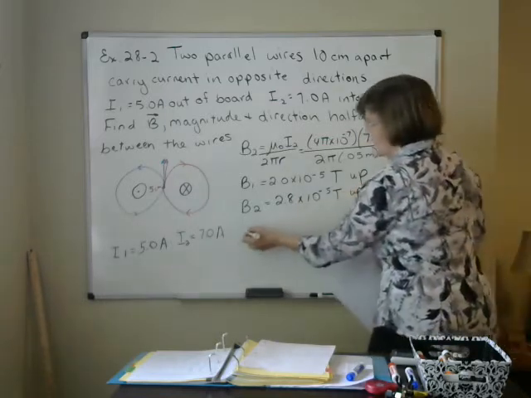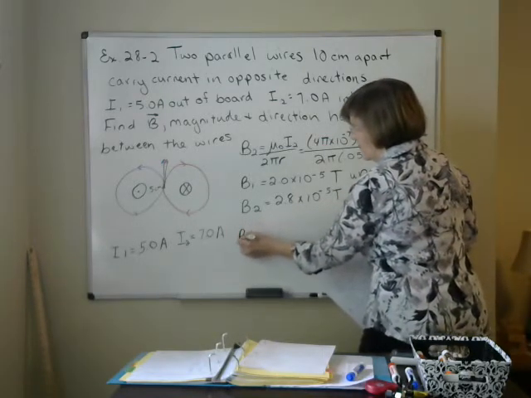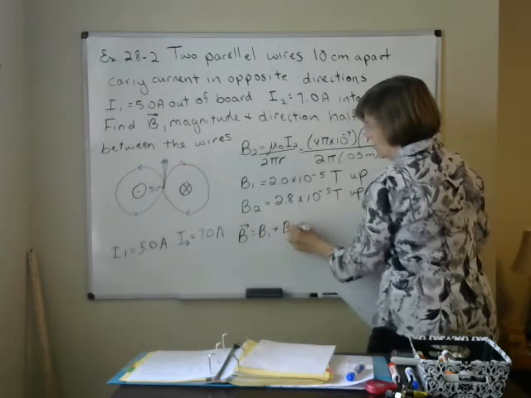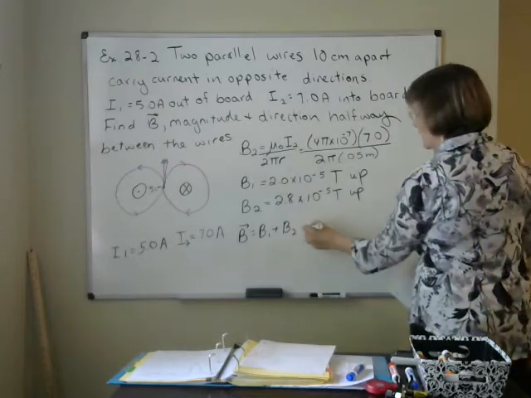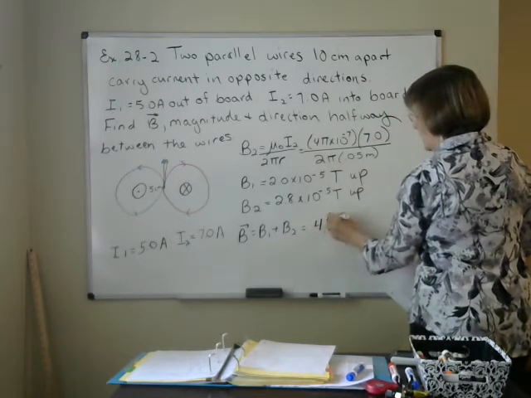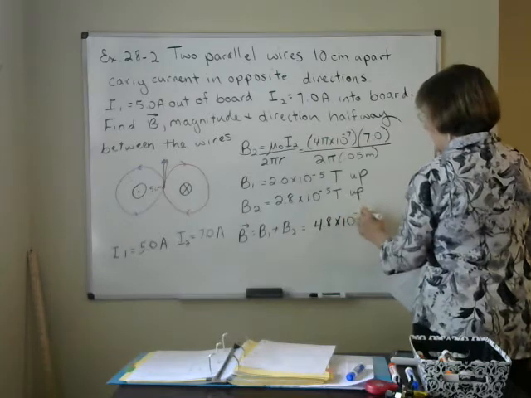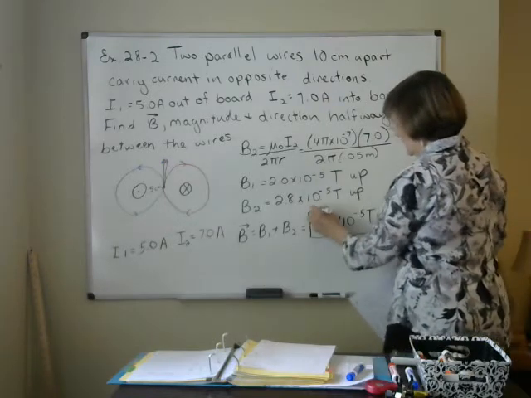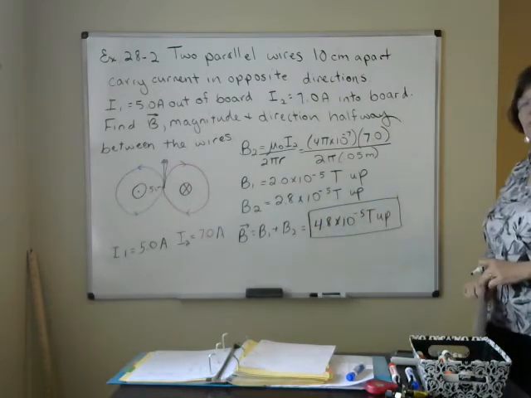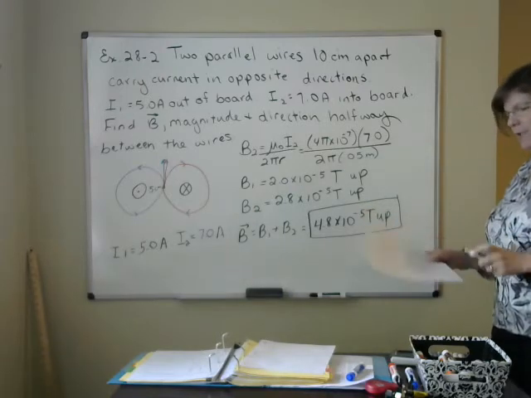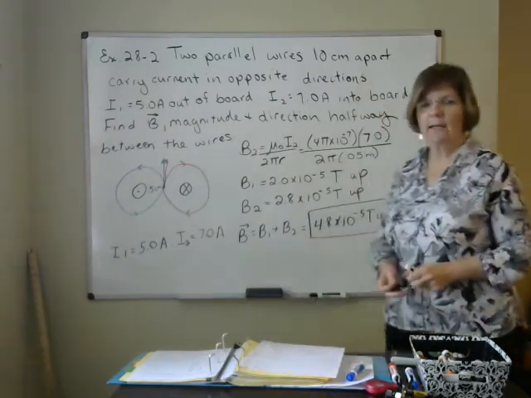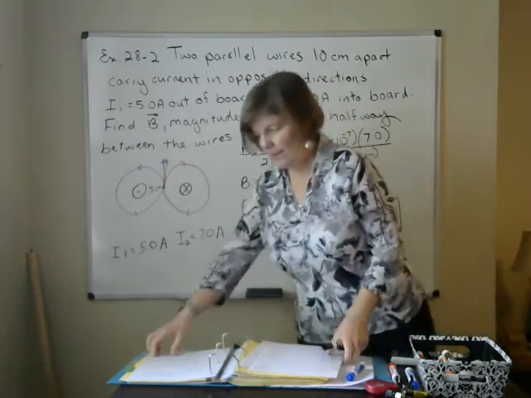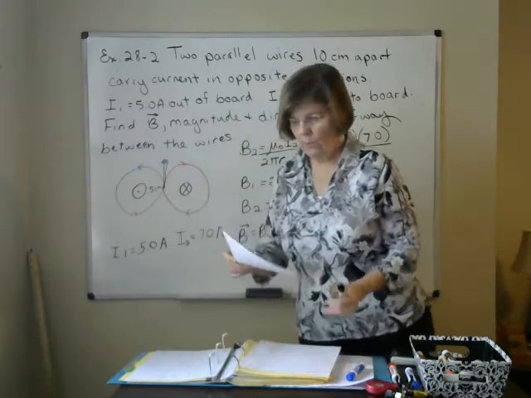All I have to do to get the total is add those together. It's just equal to B1 plus B2, since they do point in the same direction. So it's 4.8 times 10 to the negative 5 Tesla, and again, it will point straight up. So not too bad. We just have to get really good at understanding the direction of those magnetic fields. Okay, that's the end of section 28.1.